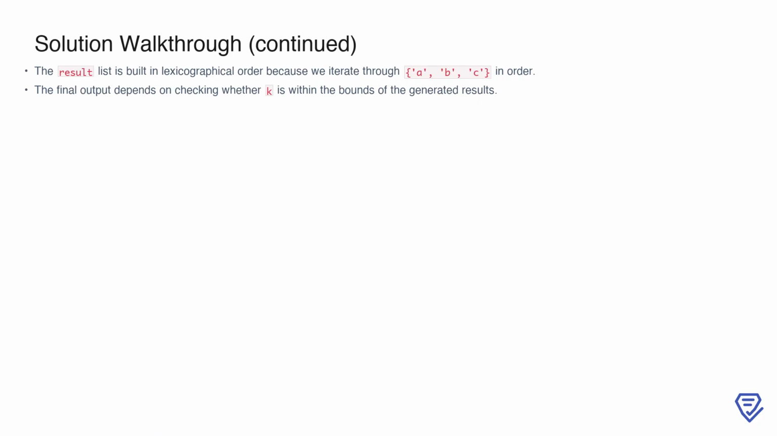When retrieving the kth string, the only condition to check is whether k lies within the bounds of the result list. If k is valid, we directly return the string at the k minus 1 index, given that the list is 0-indexed. Otherwise, we return an empty string. This systematic approach, combined with the simplicity of lexicographical generation and boundary checks, makes the solution efficient and easy to implement.